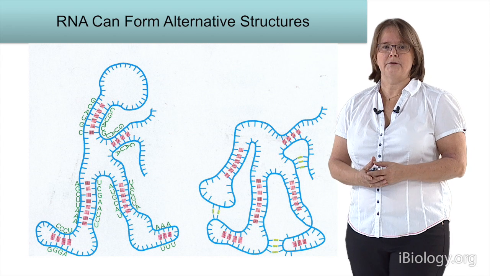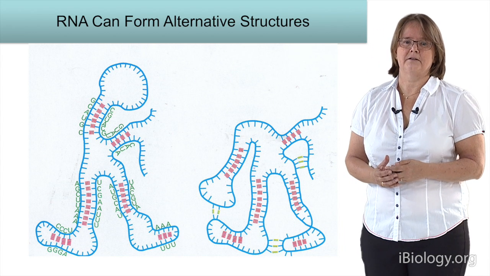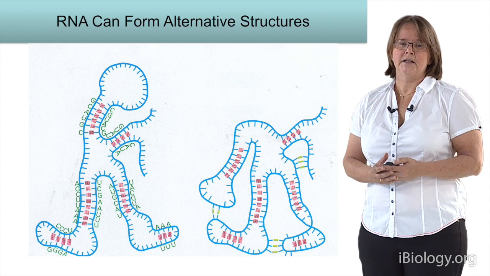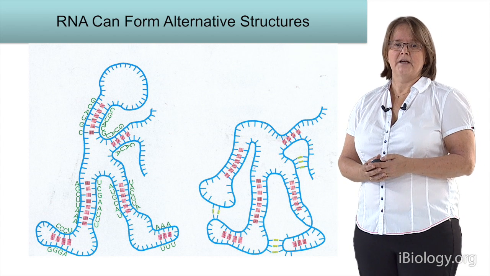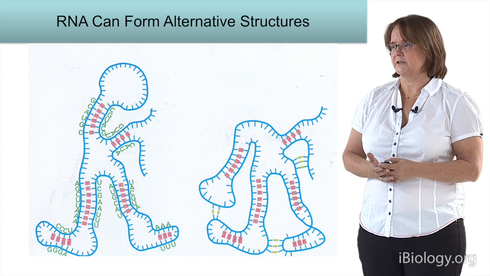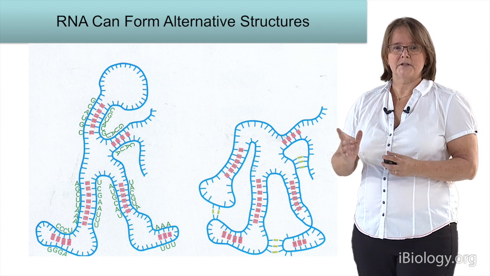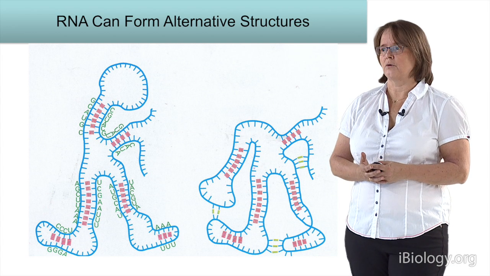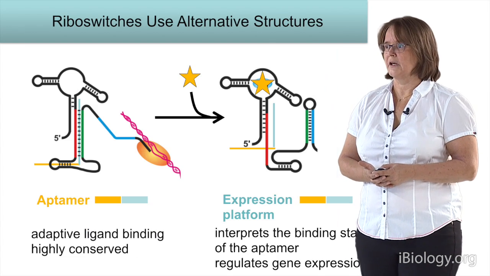RNA is a very interesting and very fascinating molecule. Due to its internal flexibility, it can adapt different conformations or alternative structures. And nature used this for control of gene expression. And these are the so-called riboswitches.